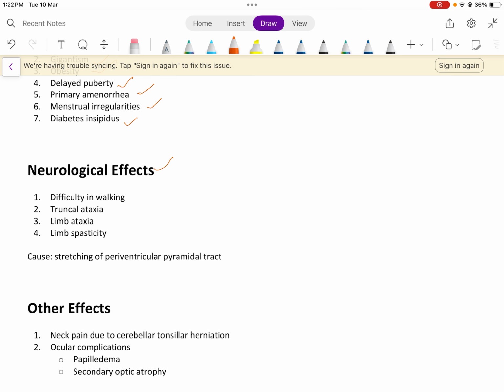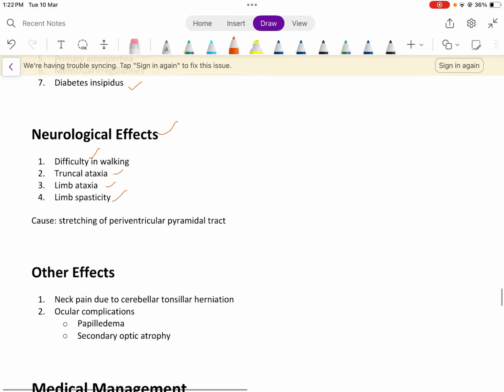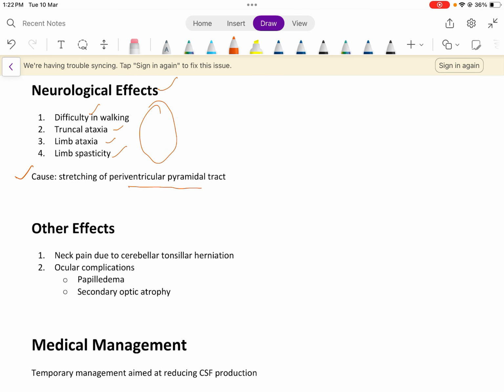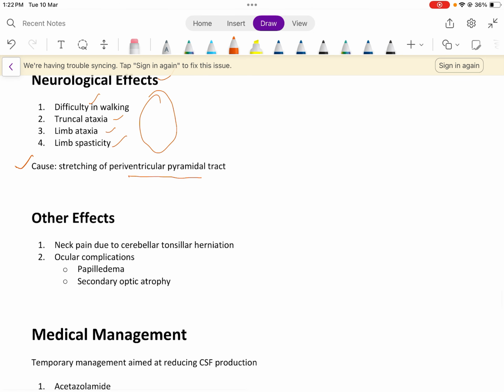Neurological effects: there will be limb ataxia, spasticity, difficulty in walking, truncal ataxia. So ataxia of the trunk as well as the limbs, as well as spastic limbs, and because of all of these problems there will be difficulty in walking. Try to learn things in a circular manner. Try to link every point to each other. That helps you remember the points easily. Because of stretching of the periventricular pyramidal tract. This is because of the pressure changes. All the problems are majorly because of the pressure changes. There is stretching of the periventricular pyramidal tract leading to all of these neurological effects.